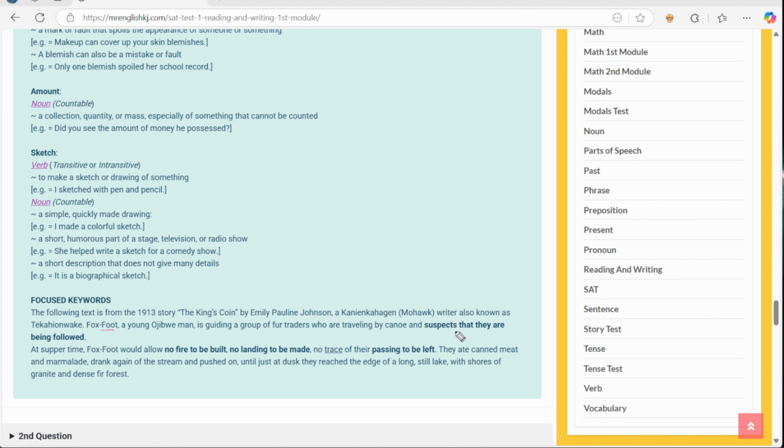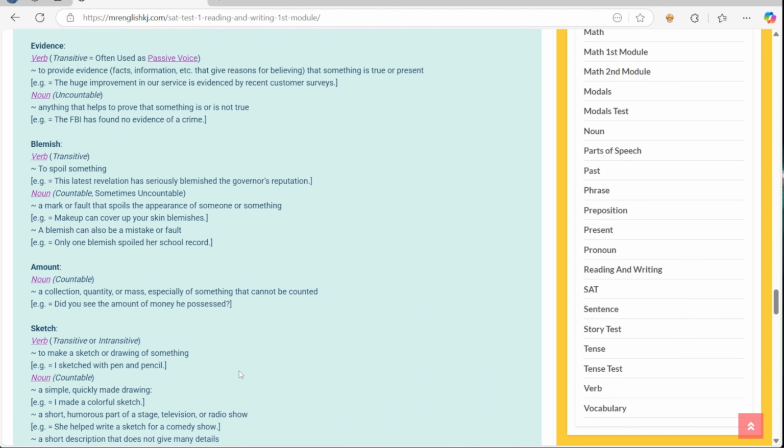Well, Foxfoot realized that they are being followed. So what did Foxfoot do? No fire to build, so there won't be any trace left behind. Nobody knows where they are. That is what it was trying to do. No trace of their passing to be left. It is giving us evidence of everything. The word should be evidence.